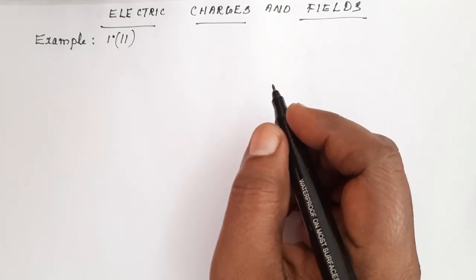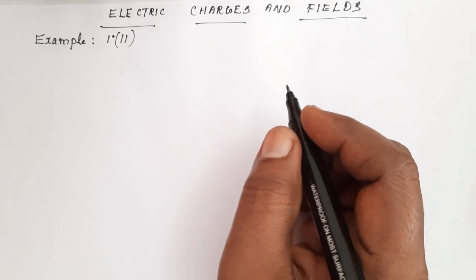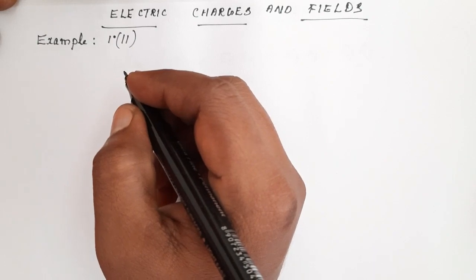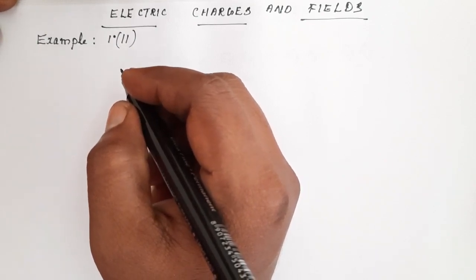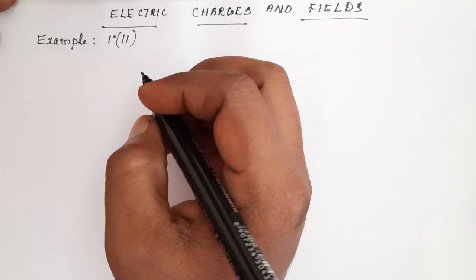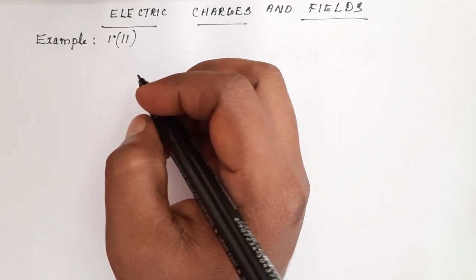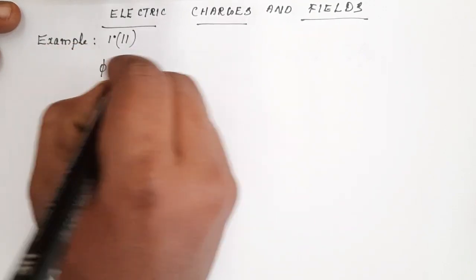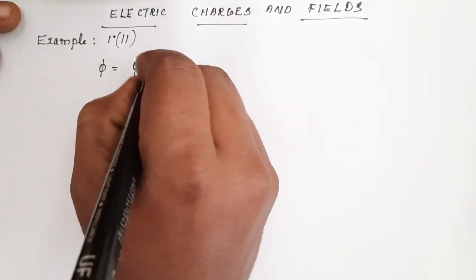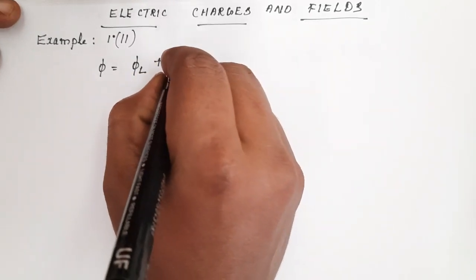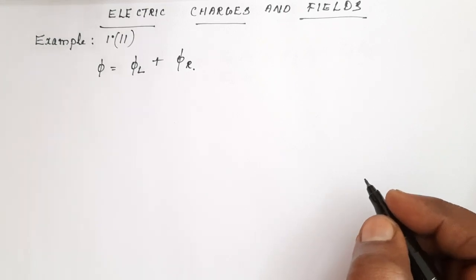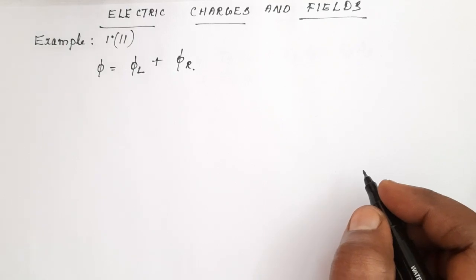In that case, what will be the flux? Here two faces are there, the left face and the right face. In the question we are asked to find the total flux through the cube. So the total flux through the cube, phi, is equal to the flux through the left surface plus the flux through the right surface. So first we need to find phi L and phi R, then add both.